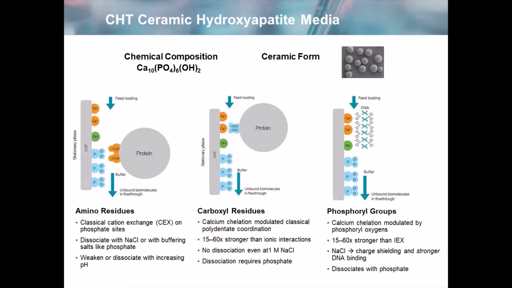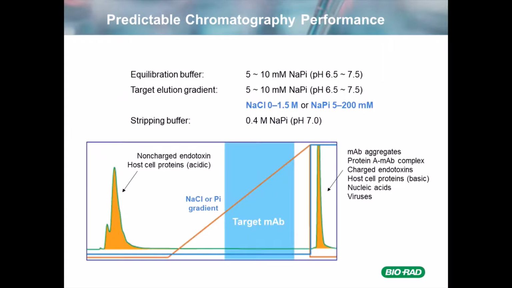One of the major applications of CHT is the monoclonal antibody drug production. It's often used as the final polish step, and there are many protocols published. Typically, a MAP can be bound if we use a buffer containing low concentration of phosphate at around neutral pH. And under this condition, the non-charged endotoxin and the acidic whole cell proteins will not be bound, and they appear in the flow-through fractions.